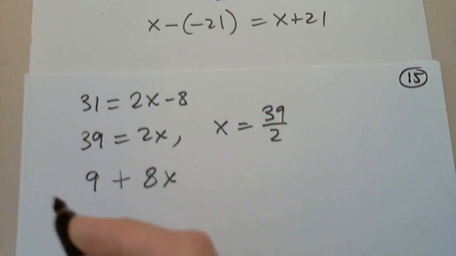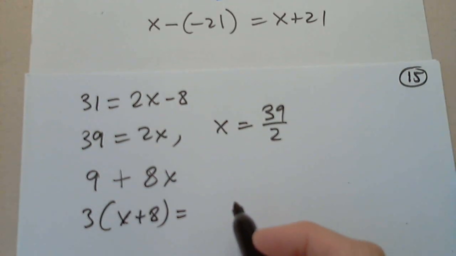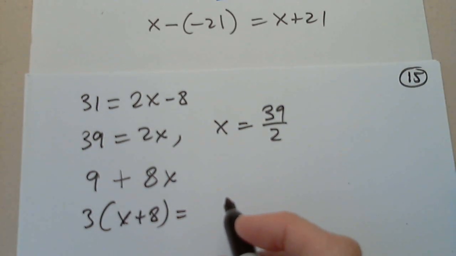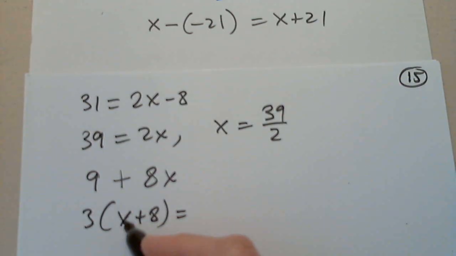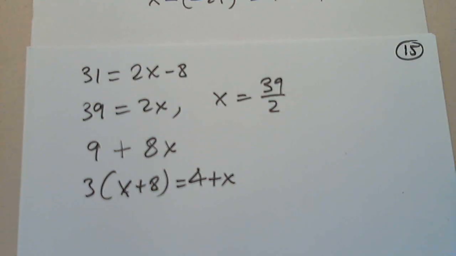3 parentheses, yes, x plus 8, parentheses, equals 4x. Is the same as 4 more than the number: 4 plus x. 4 plus x. Excellent. Good.